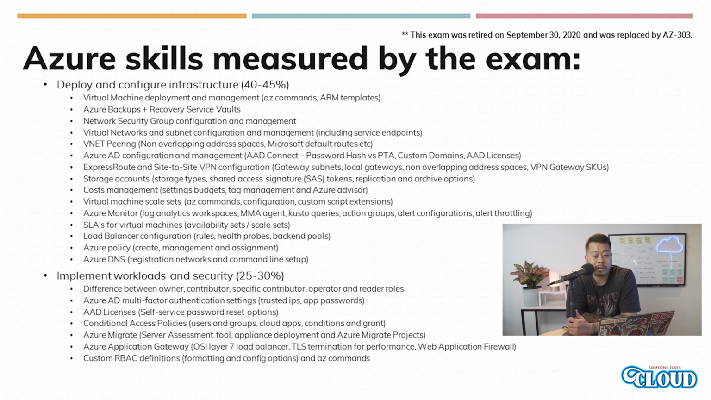One of Microsoft's best practices with TLS termination is to offload TLS management to an application gateway rather than the servers. So basically offload traffic, offload performance to the actual application gateway as opposed to the web servers. And the web application firewall as well, you'll be asked about that. Also custom RBAC definitions, so the formatting, configuration options, and AZ commands on how you actually configure it.